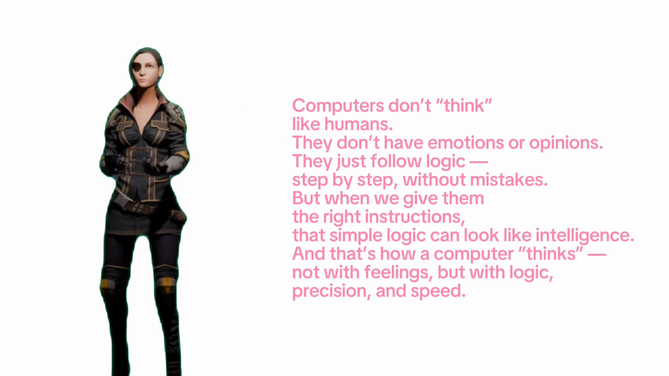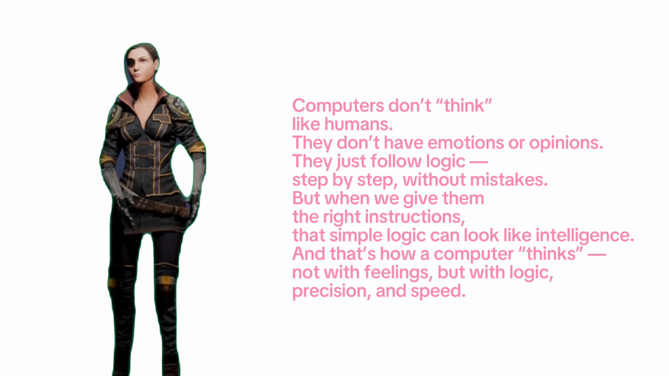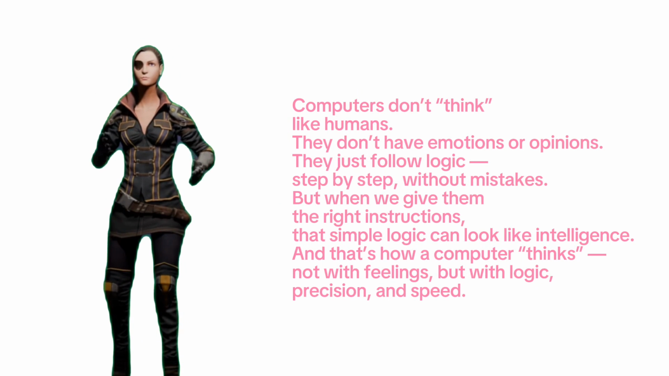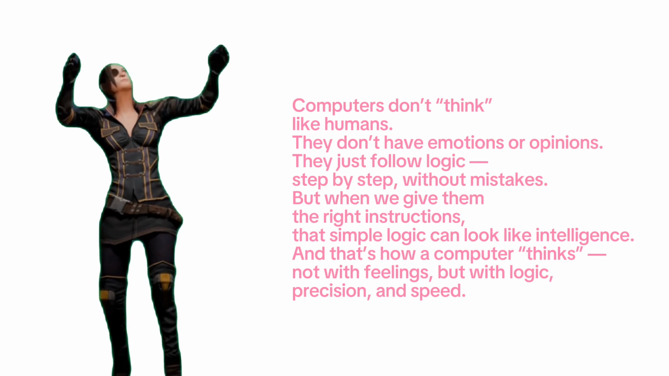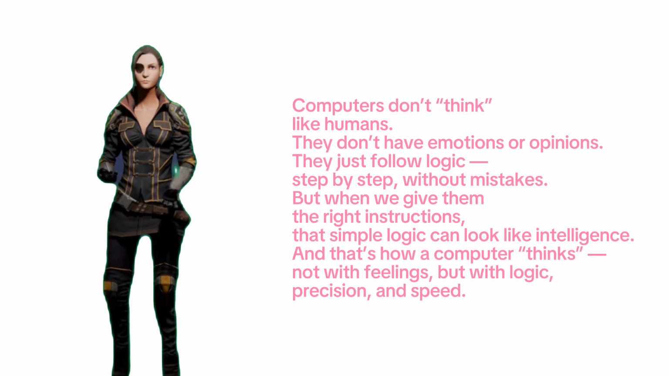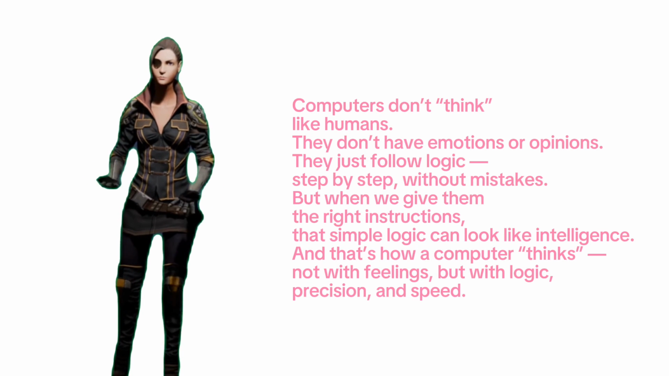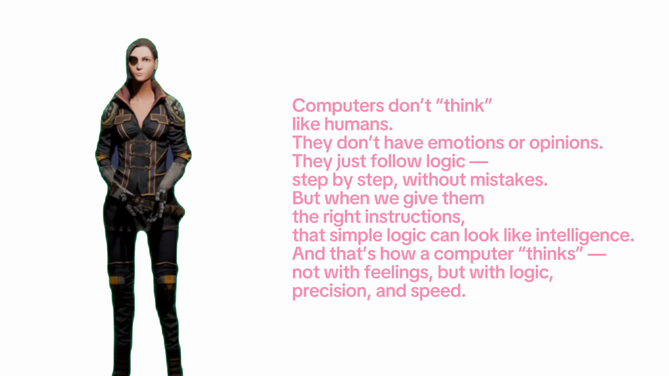Computers don't think like humans. They don't have emotions or opinions. They just follow logic step by step without mistakes. But when we give them the right instructions, that simple logic can look like intelligence. And that's how a computer thinks. Not with feelings, but with logic, precision, and speed.